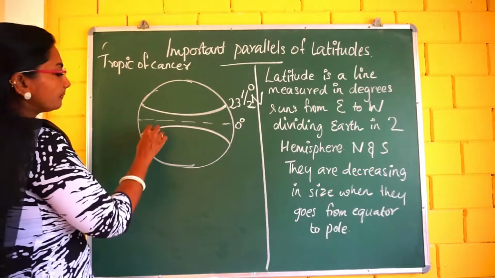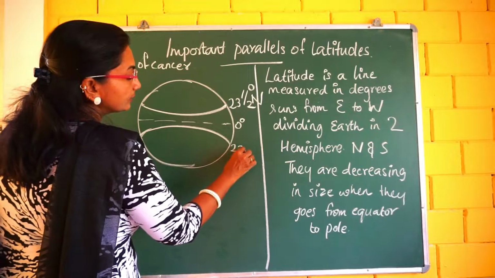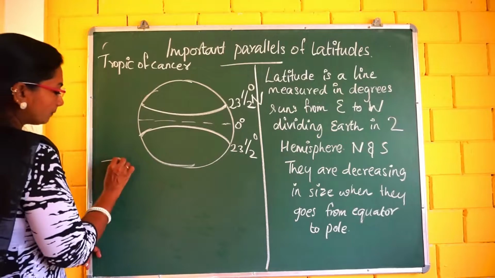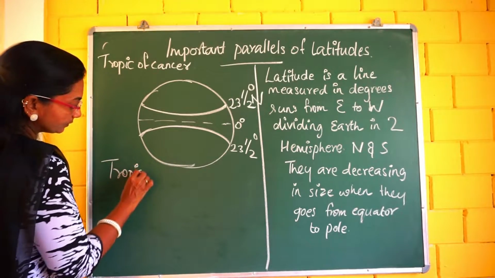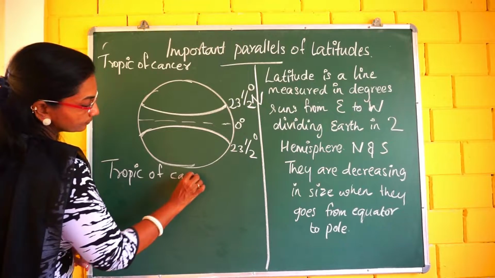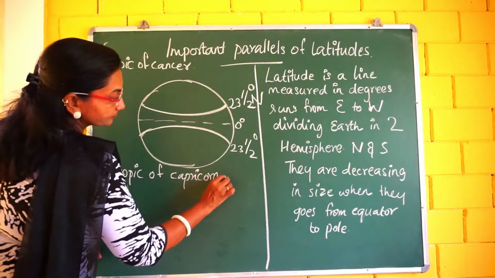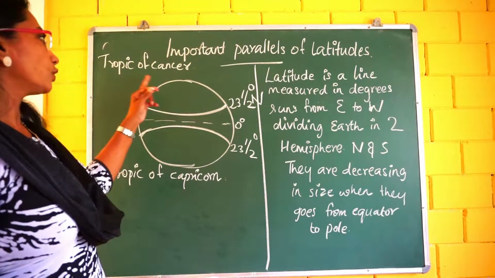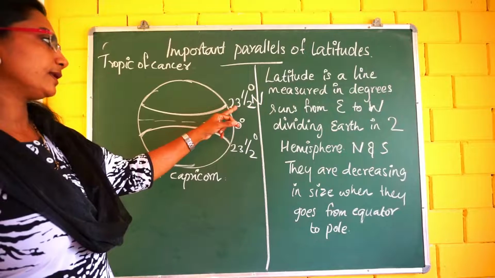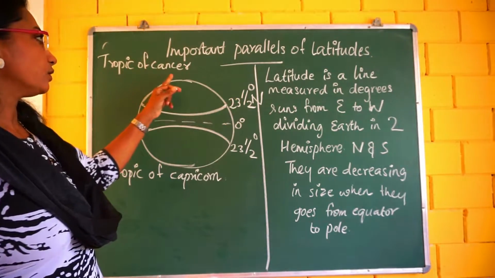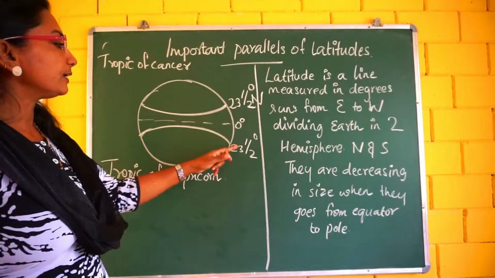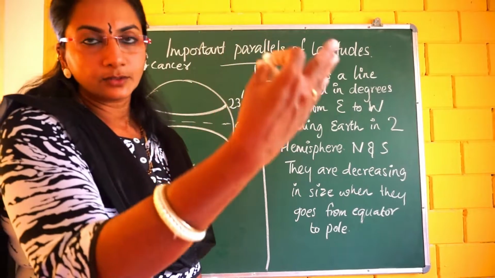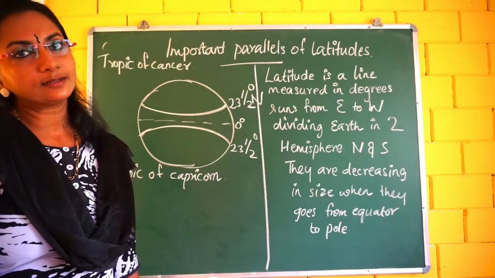Got it? Like that, again 23 and 1/2 degree down, that means on the southern side, we call it the Tropic of Capricorn. Got it? Tropic of Capricorn. Understood? So now we learned 2 important parallels. What is the first one? Tropic of Cancer. That means 23 and 1/2 degree north of the equator, the Tropic of Cancer is lying, and 23 and 1/2 degree down, the Tropic of Capricorn is lying. Tropic of Cancer is in the northern hemisphere and the Tropic of Capricorn is in the southern hemisphere.